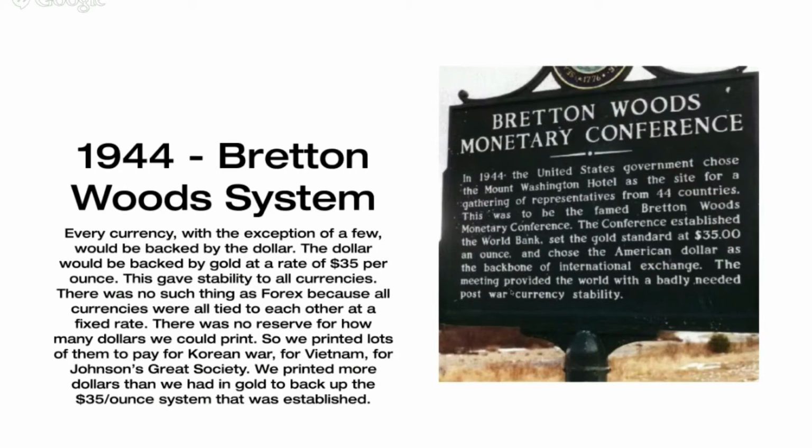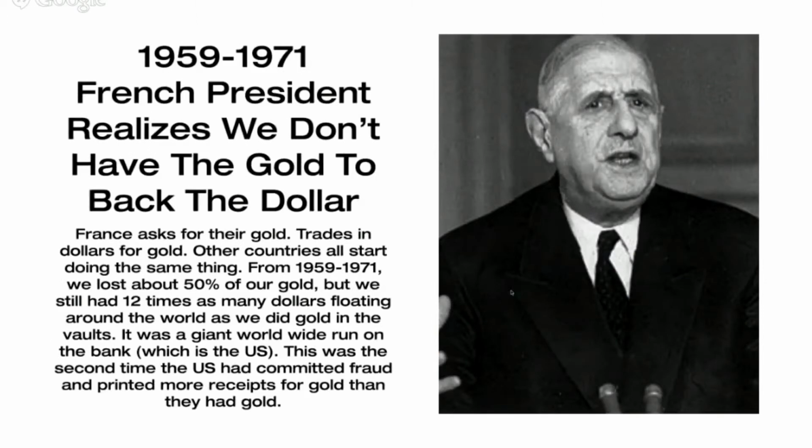We printed more dollars than we had in gold to back up the $35 an ounce system that was established. We'll talk a little bit more about that in a few slides. But basically, in 1959 the French president realized that we didn't have the gold to back all the dollars we'd printed. So France very publicly asks for all their gold back, trades in dollars for gold, and all the other countries start doing the same thing.